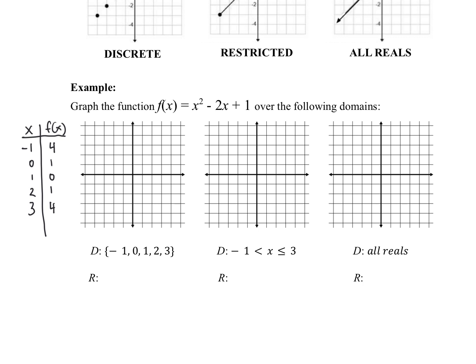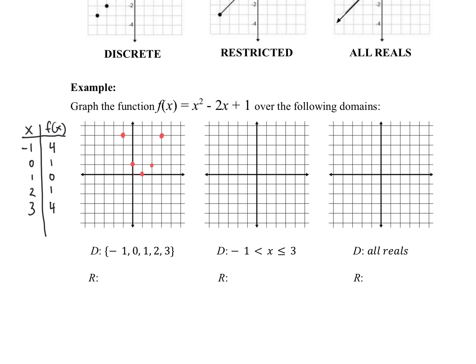Since I'm given a discrete domain, they're just listing out the domain values. In that case, all we do is plot the points. So (-1, 4), (0, 1), (1, 0), (2, 1), and (3, 4). That's it. Don't connect them. Don't put arrows, nothing. It's a discrete domain, so just dots.